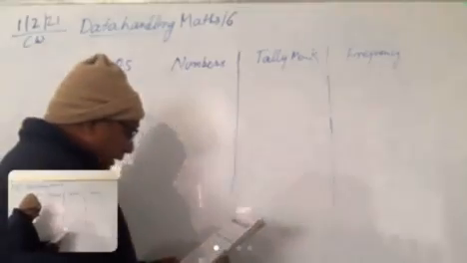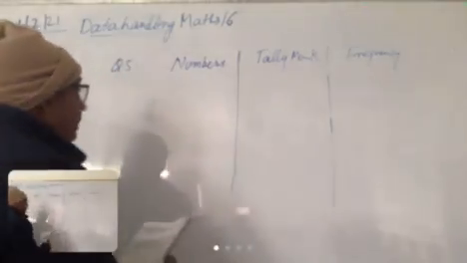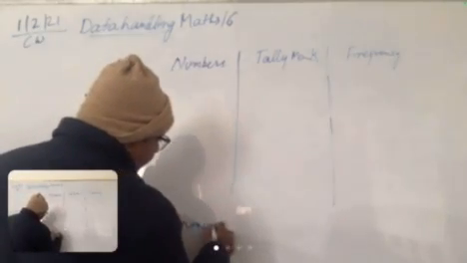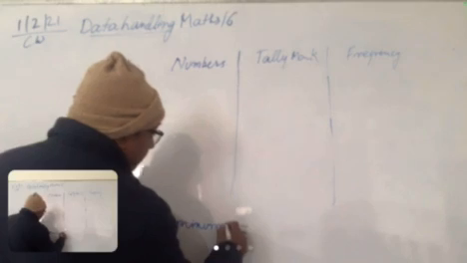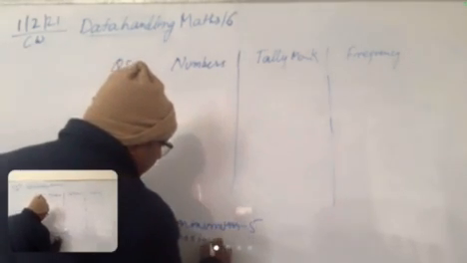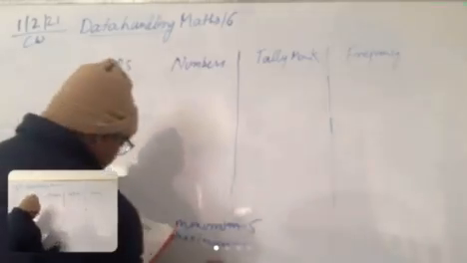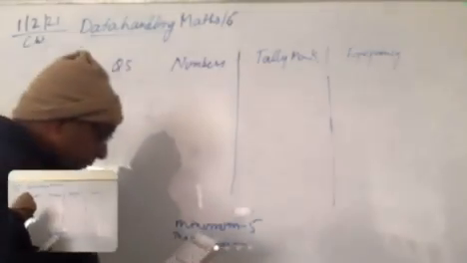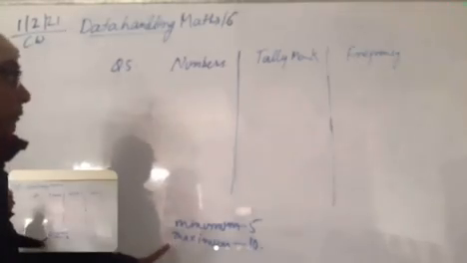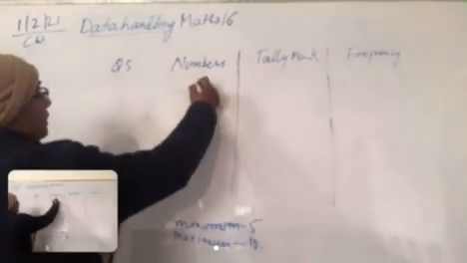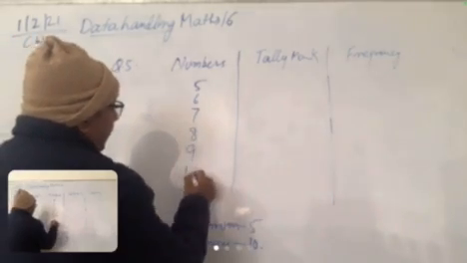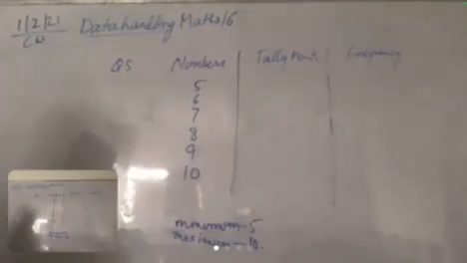Good. And the numbers, the minimum, tell me the minimum number. Minimum is what? Minimum. Okay. And the maximum, I don't know, you can see 10 is there. Yes, the minimum is 5 and the maximum is 10. So we can start with 5, 6, 7, 8, 9 and 10. Okay?